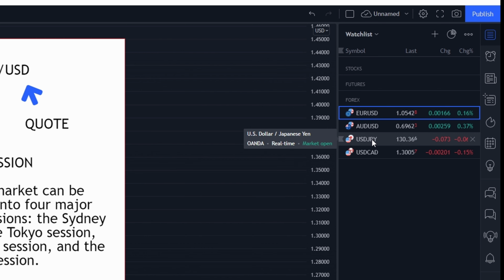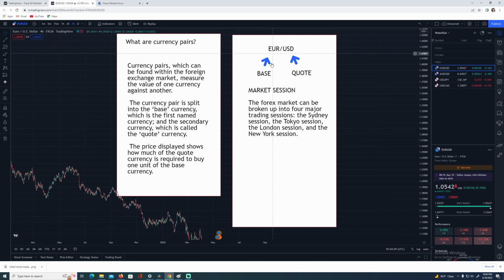Whenever you're buying and selling a currency, you're doing it to the base currency, and when you're buying or selling the base currency, you're getting paid with the quote, right? So for example, if the Euro USD right now is at 1.05, right? What that means is it takes you $1.05 to buy 1 euro, right? And if you were selling 1 euro, then you would get $1.05.